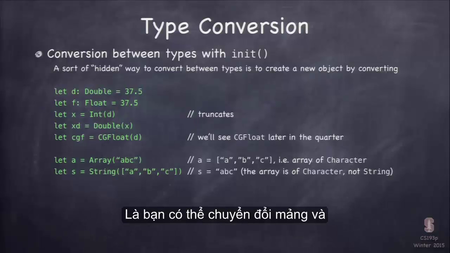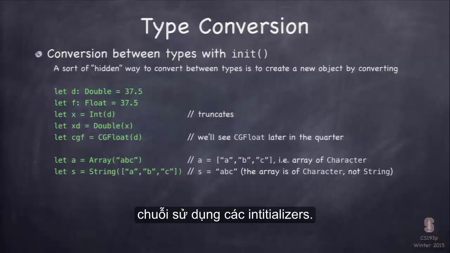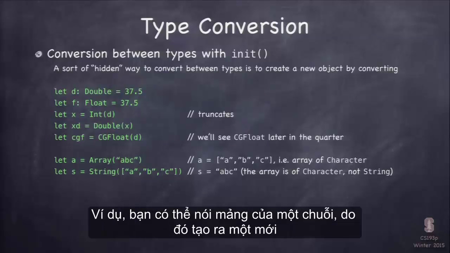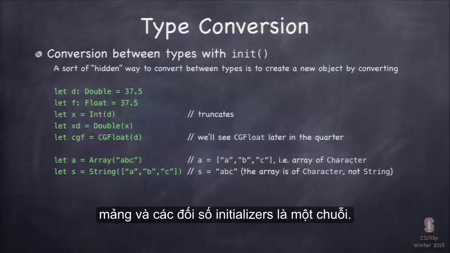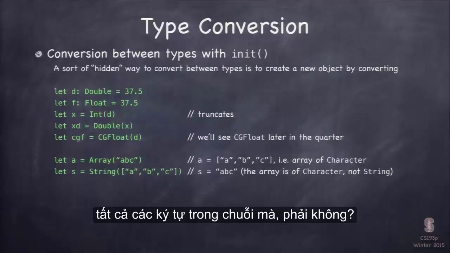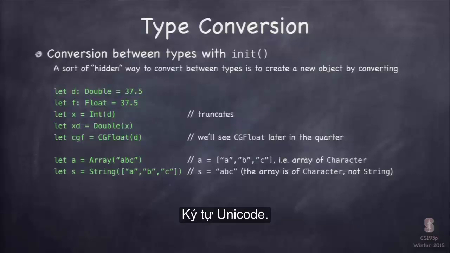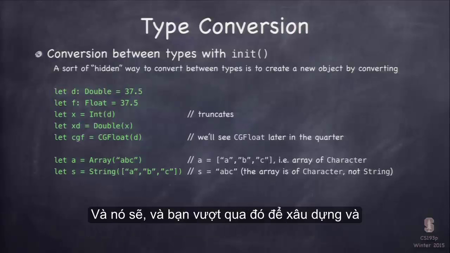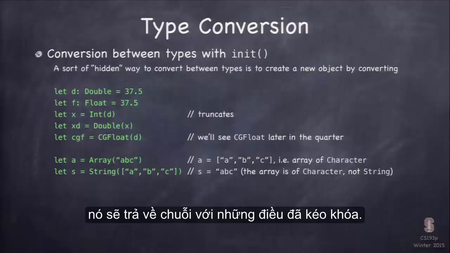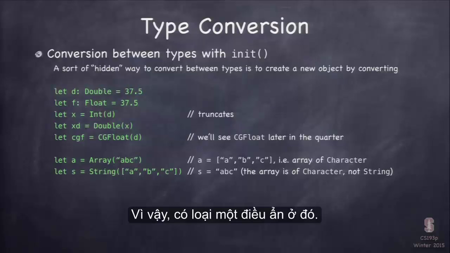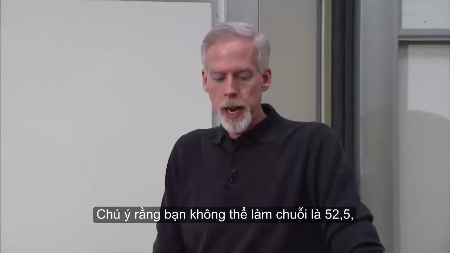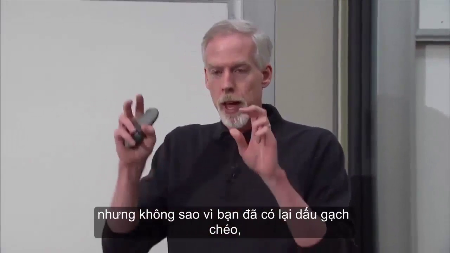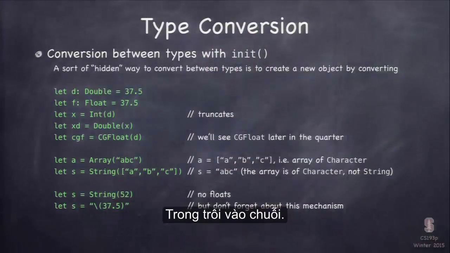Okay, so the numbers. But you also might be surprised, actually if you read the homework carefully or the reading assignment, you saw this, is that you can convert arrays and strings using these initializers. For example, you can say Array of a string, so create a new array, and the initializer's argument is a string, and it will return you an array of all the characters in that string, right? Unicode characters. Or vice versa, you can have an array of Unicode characters, and you pass that to String's constructor, and it'll return a string with those things zipped up. Okay? So there's kind of a hidden thing there. Notice that you can't do String of 52.5, but that's okay because you have that backslash open parentheses thing to convert floats to strings. You can do String of 52 though, because it has toInt. It kind of knows how to do that.